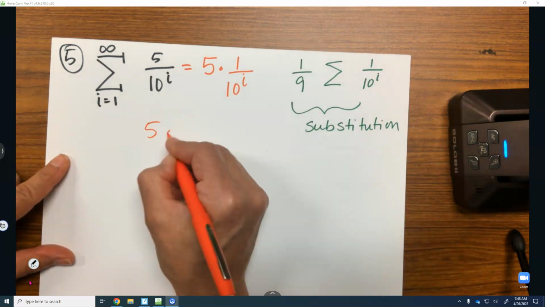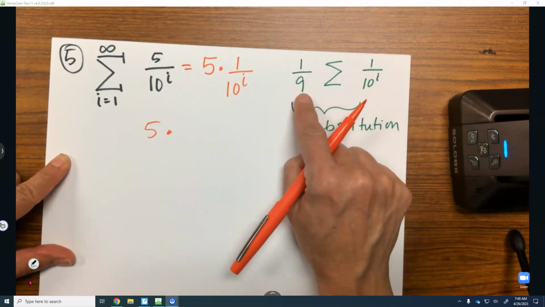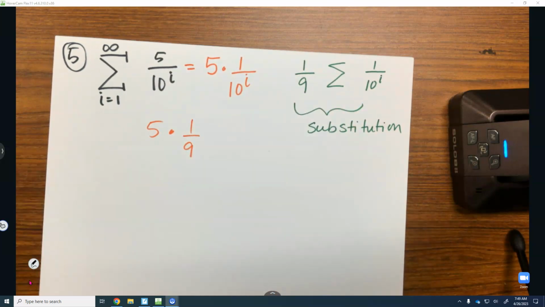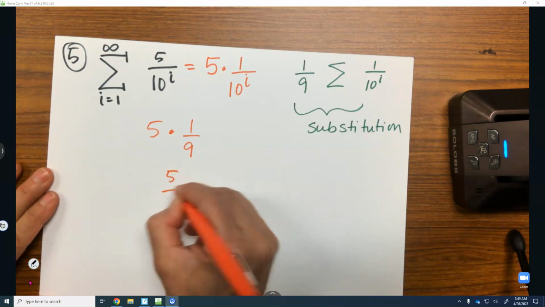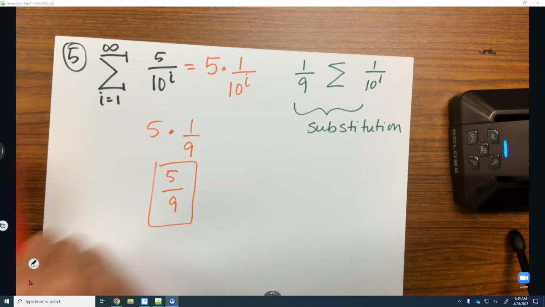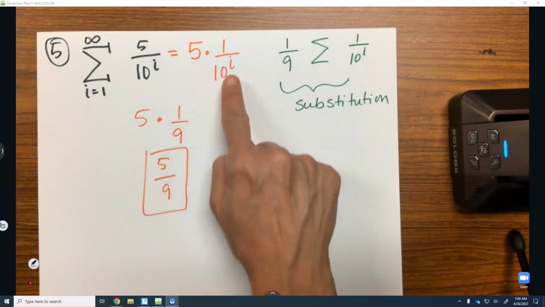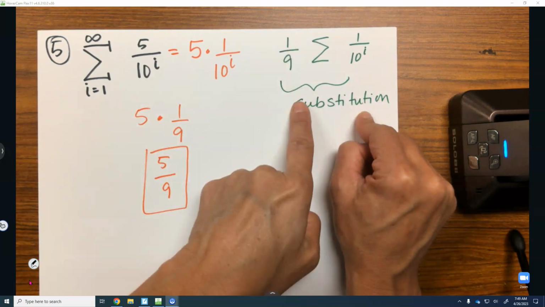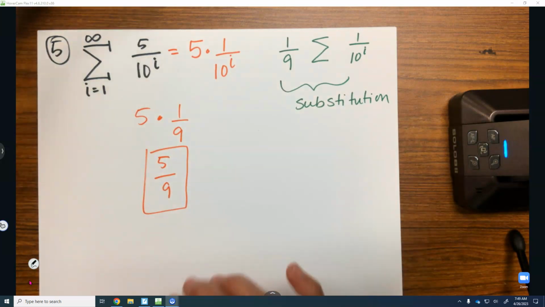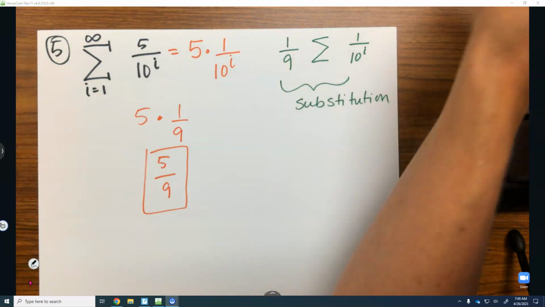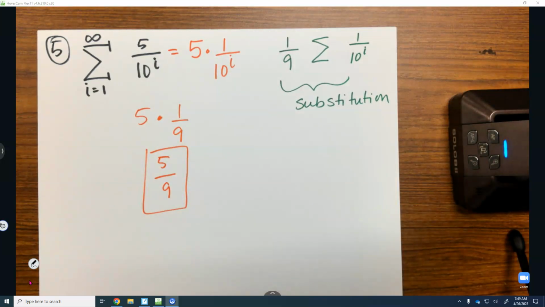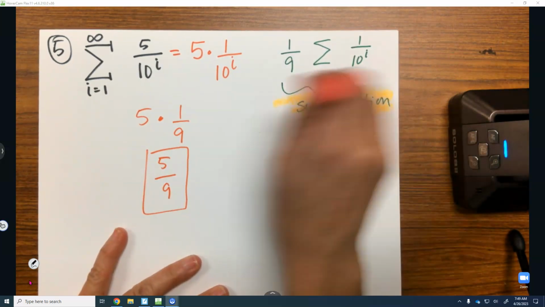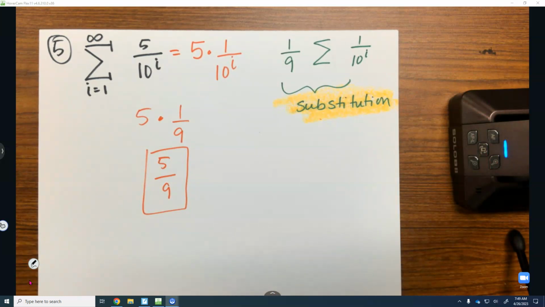So this is going to be 5 times, remember the summation of this is 1/9. So number 5 is just 5/9. Because we used the previous rule. Remember, we knew the previous rule took us to 1/9. So we just use substitution. Are there any questions on this? All these infinite sums, there will be a pattern that you will be able to recognize.